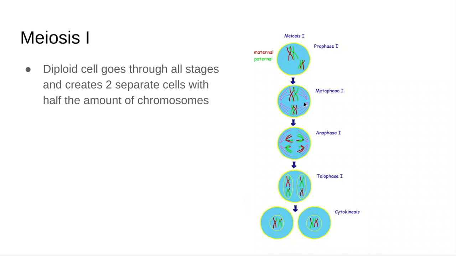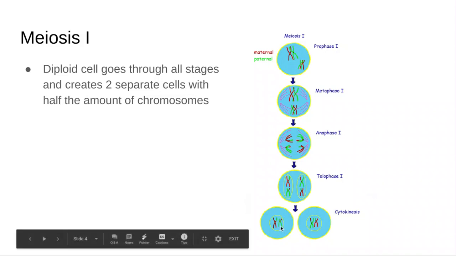So you can see here in this starting cell, we started with four chromosomes, right? Two sets of chromosomes, four total, okay? That's diploid. Now, at the end, you're going to have only two chromosomes in each cell. That's the result of meiosis one.